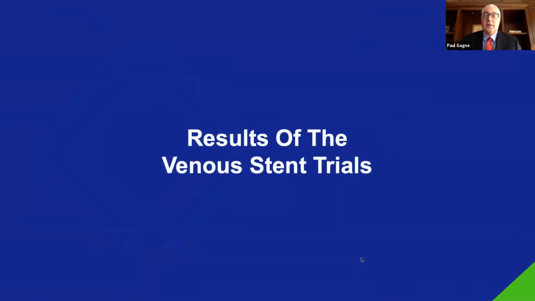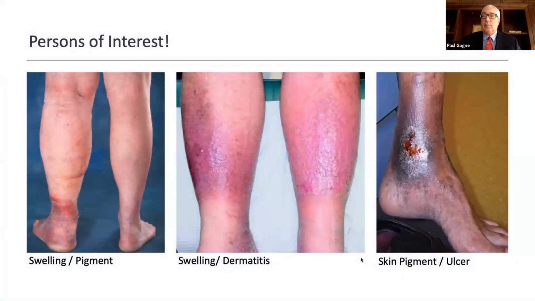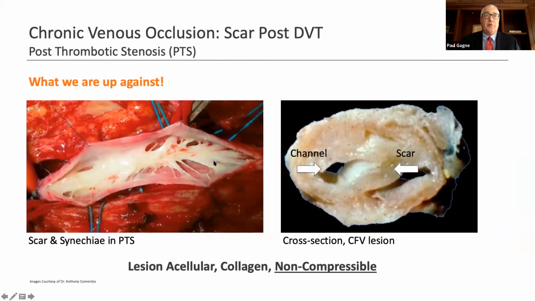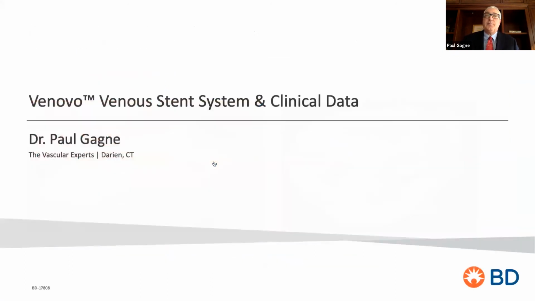So I'm going to go over the results of the venous stent trials that have been with us over the last half dozen years. We've already seen these are the patients of interest who may benefit from iliofemoral vein stenting. And we're asking these stents to treat patients who have these severe compression lesions, but also patients who have these severe post-thrombotic lesions with scar. And thank you, Dr. Comerota, for these images.